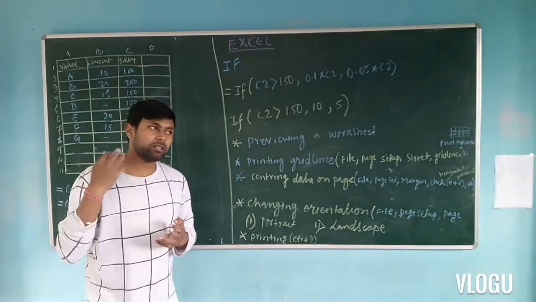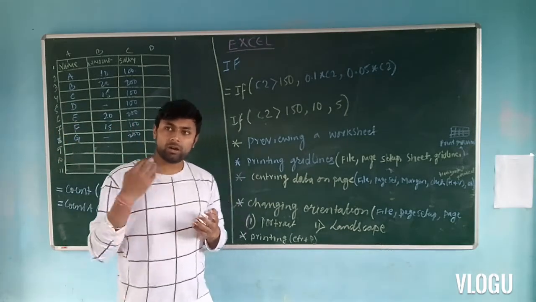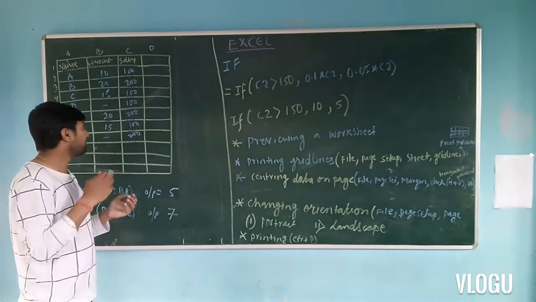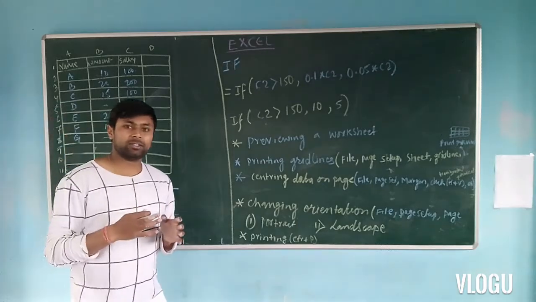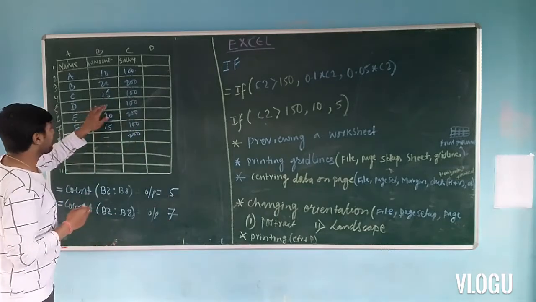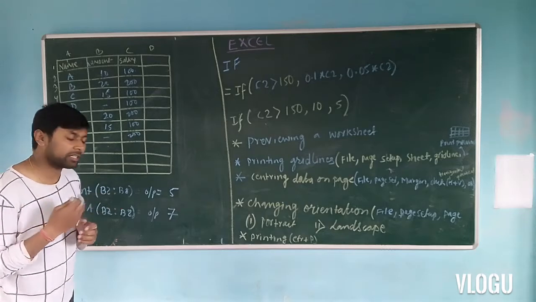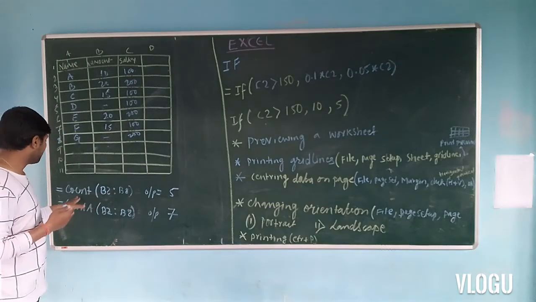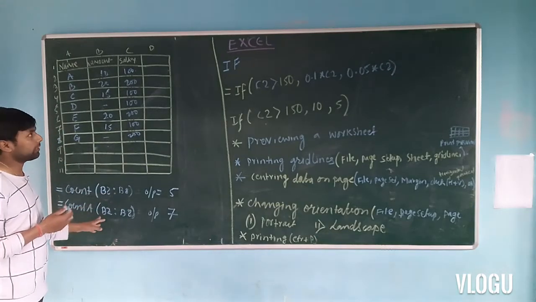I think all of you understand the difference between count and count A. Count will only count numbers. Count A will count numbers, letters, anything. Even blank cells it will count. That is the function of count and count A.